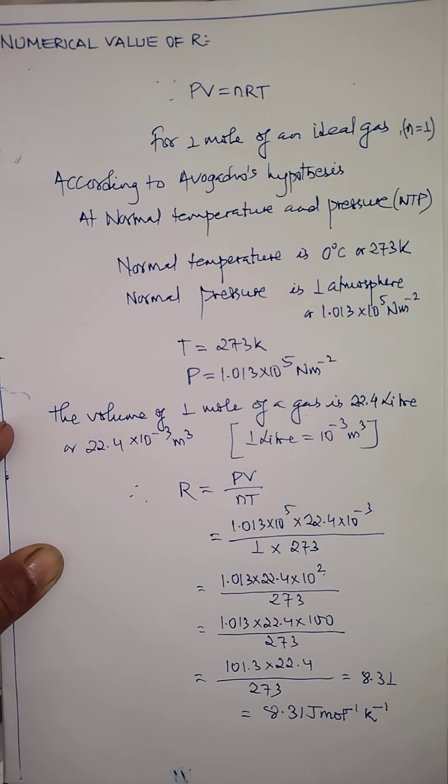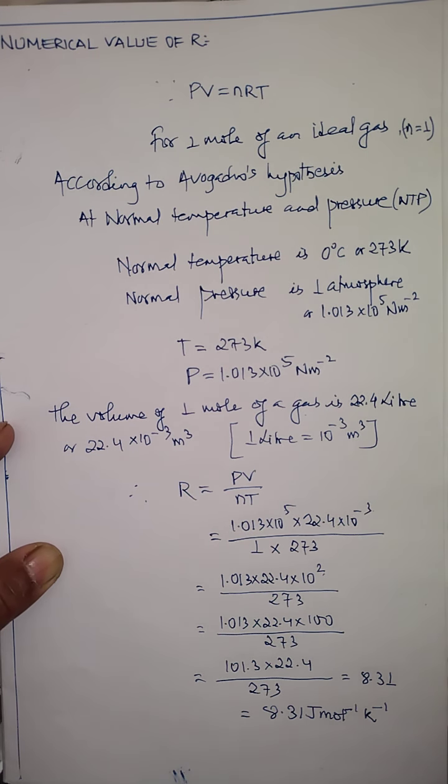So children, look at this part. The numerical value of the universal gas constant is 8.31 joule per mole per Kelvin. This value is important, and we use this value even for numerical problems also. So we express the SI unit of R, and at the same time we write the numerical value of R.